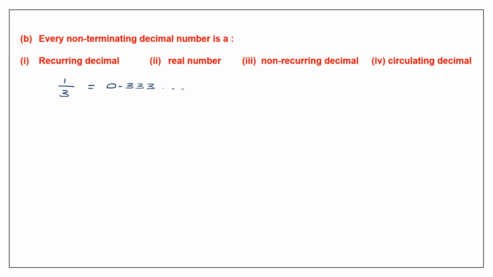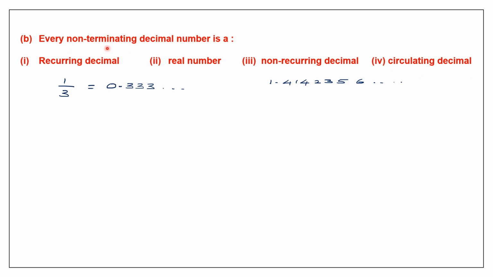For example, 1.414235 and so on. Now here what is happening? It's non-terminating, but there is no pattern, so it is called a non-recurring decimal. So a non-terminating decimal can also be a non-recurring decimal. Now, it can also be a circulating decimal. Now, what is a circulating decimal? This is just the same as recurring decimal. This is another name for recurring decimal. So, it can be a recurring decimal, it can be a non-recurring decimal, it can be a circulating decimal.